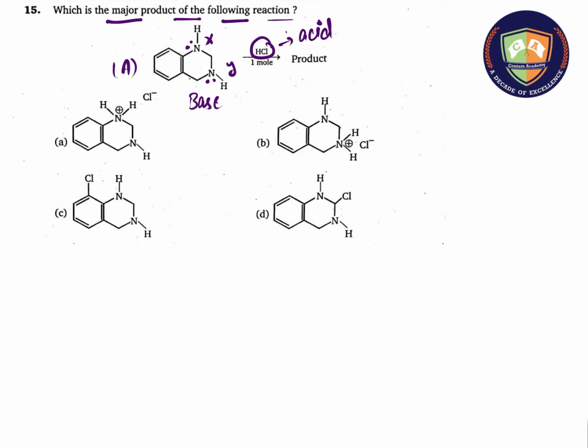So the protonation would occur at the Y site and we will get this structure as the major product. So our answer is option B.